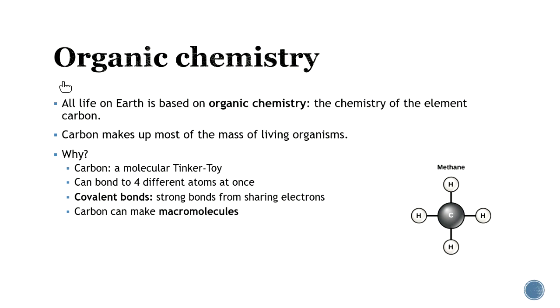So first off, organic chemistry. Basically, it's the study of carbon. Carbon is like the molecular tinker toy for biology because carbon has like this perfect number of electrons in its outer shell to where it can interact with 4 different atoms at once. And it loves to form these covalent bonds, which are really strong. So you will see carbon show up in all the different macromolecules that we're going to talk about over these next 2 lectures.